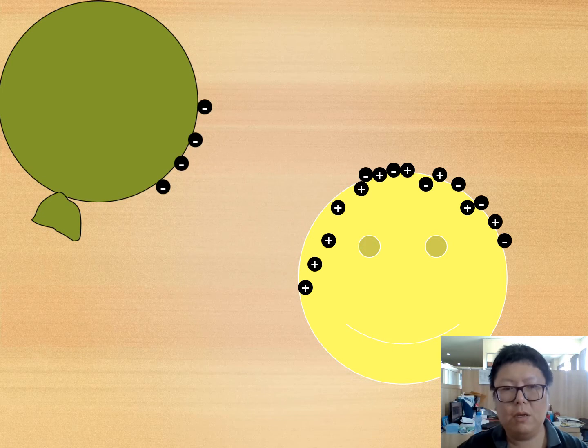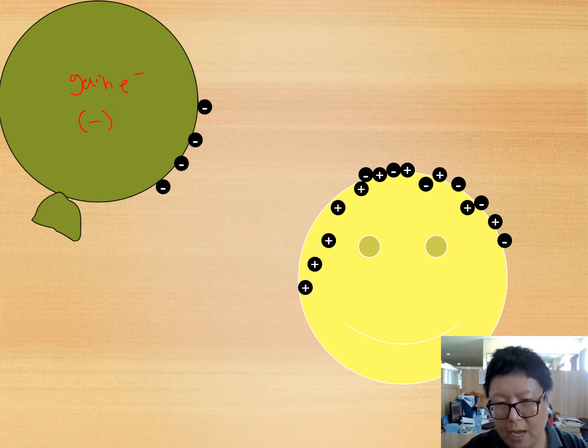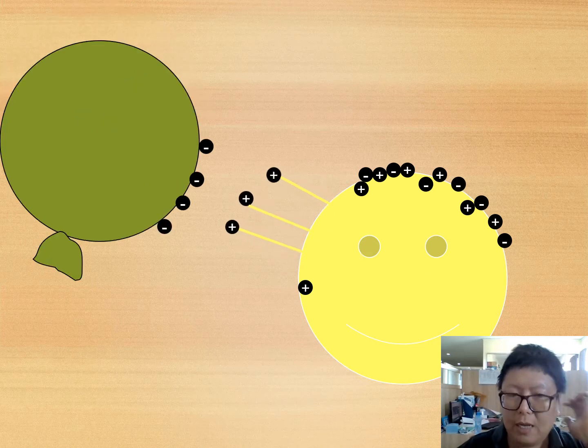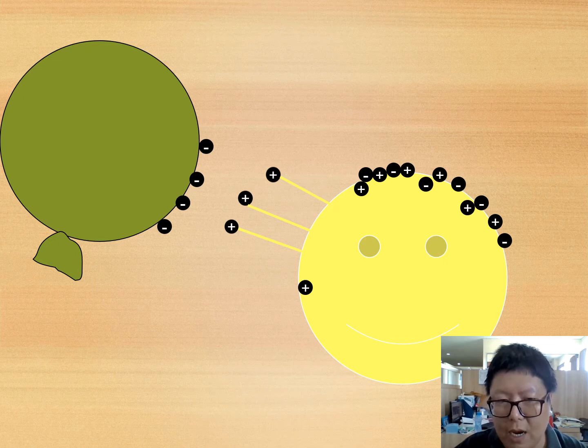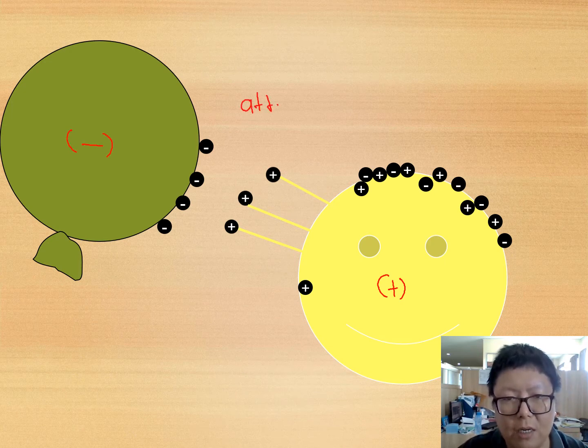Okay, so when the electrons move to the balloon, the balloon will gain electrons. So we can say that when it gains the electrons, it becomes a negatively charged object. Then you can see here the hair loses the electrons. There are some electrons that move to the balloon. So when the hair loses the electrons, the hair becomes a positively charged object, positive. The balloon becomes a negatively charged object. Then they have different charges, so they will attract each other.